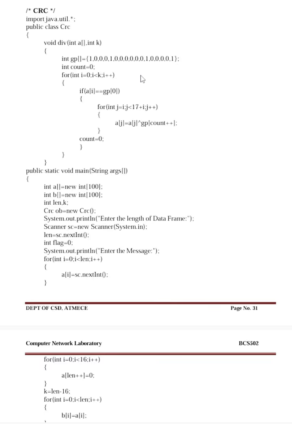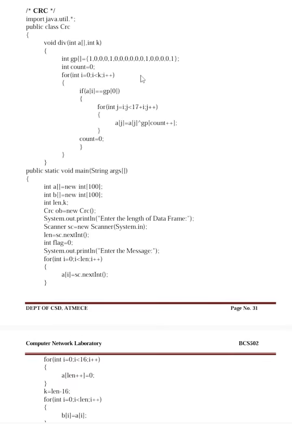After that I am using a loop. The loop goes over each bit position up to k. If the current bit is 1, it matches the generator polynomial. Next is the XOR: it XORs the next 17 bits with the generator polynomial from here to here. This simulates polynomial subtraction. After that we enter the main program flow.